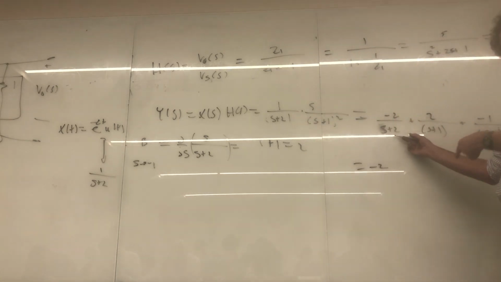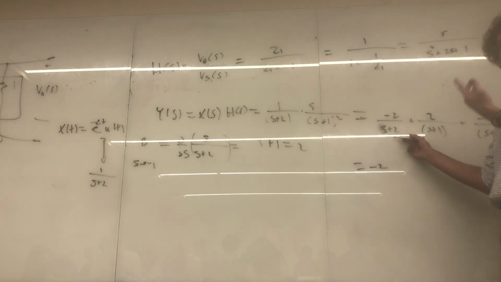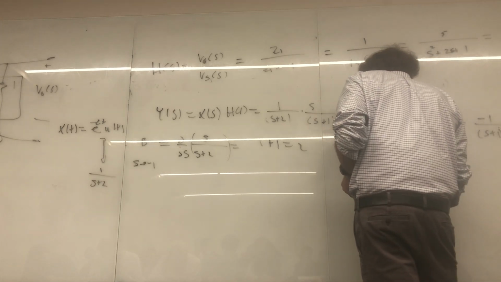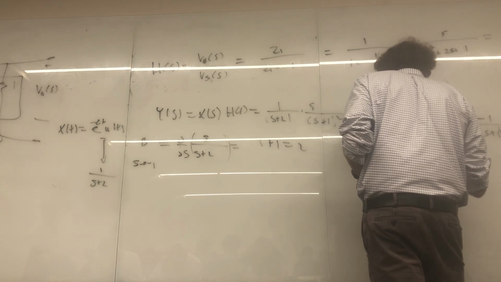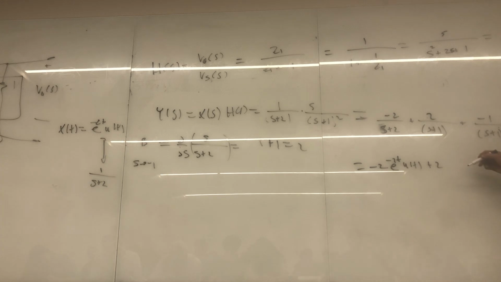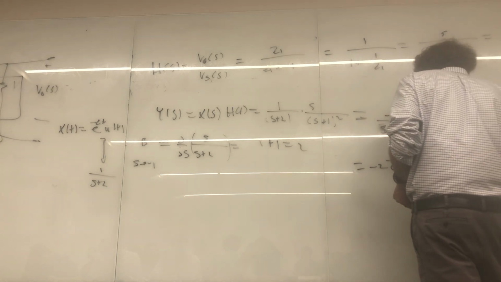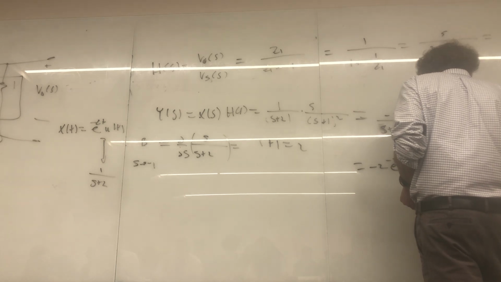Then after that, 1 over s plus a is e to the minus at. So this is going to be e to the minus 2t u of t. Don't forget the u of t. Plus 2 over, and what is the s plus 1 going to do, guys? E to the minus t times u of t.